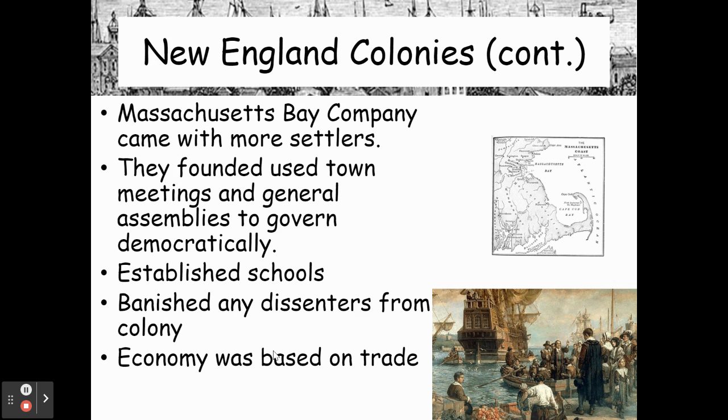They banished any dissenters from the colony, and the economy was based on trade in the New England colonies.